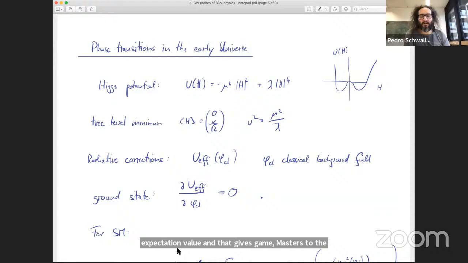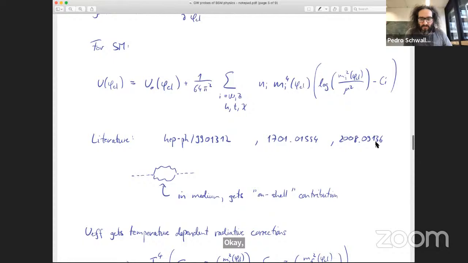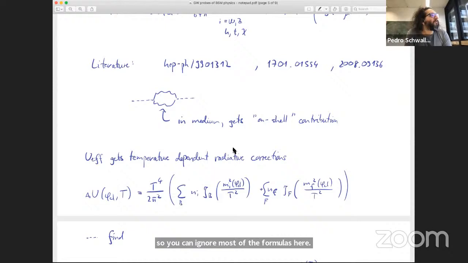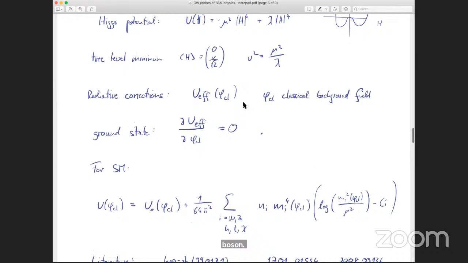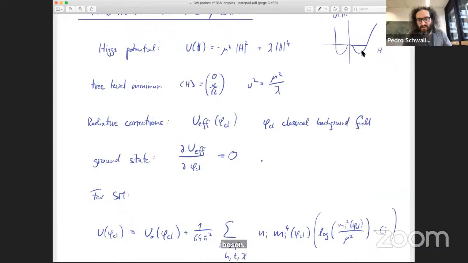So you can ignore most of the formulas here. Now, what happens in the early universe is that the Higgs is not by itself. If you imagine a Higgs particle traveling through the early universe, it will bump into top quarks, and it will bump into W and Z bosons. And those will generate an effective mass for the Higgs boson, which will counteract this minus mu squared term that creates these minima away from the origin.